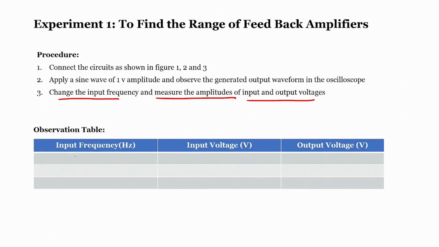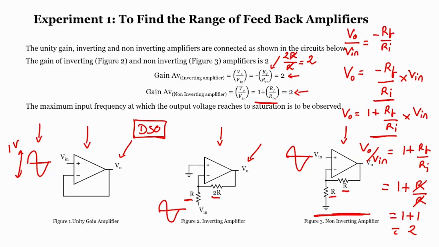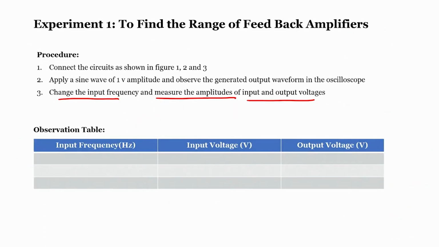We will write input frequency, then we write input voltage, we measure output voltage, we change the frequency and we see input and output voltages. We need to understand at what frequency our output voltage reaches its saturation value. This is the experiment that we will perform to find the range of feedback amplifiers.